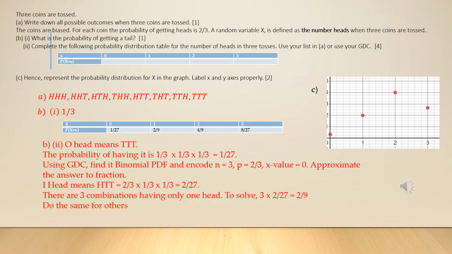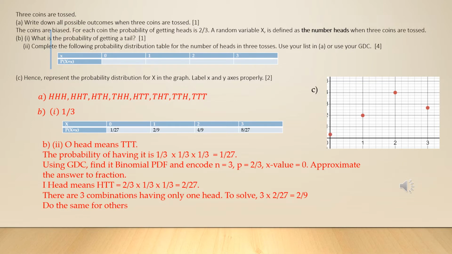For part 2, we are asked to complete the distribution table for the number of heads. So it could be 0 heads, 1 head, 2 heads, or 3 heads. For the first one, we're getting the probability that there will be 0 heads. That could only mean you will have tail, tail, tail. The probability of getting tail is 1 out of 3.